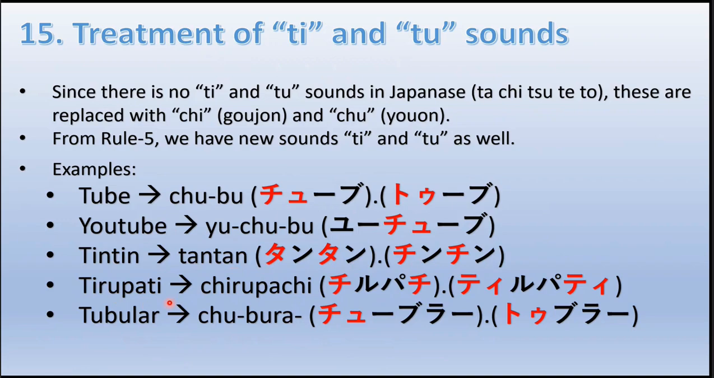Tirupati. Tirupati is a famous pilgrimage place in India. So Tirupati becomes Chirupachi, or we can write Tirupati because now in modern katakana we have the ti sound. So either Chirupachi or Tirupati. Tubular becomes Chubura in traditional, or in modern we can have Tubura. In this way, we can handle the Ti and Tu sounds of foreign languages in Japanese. We have to note that there is no hard T sound in Japanese; all will be the soft T sounds.